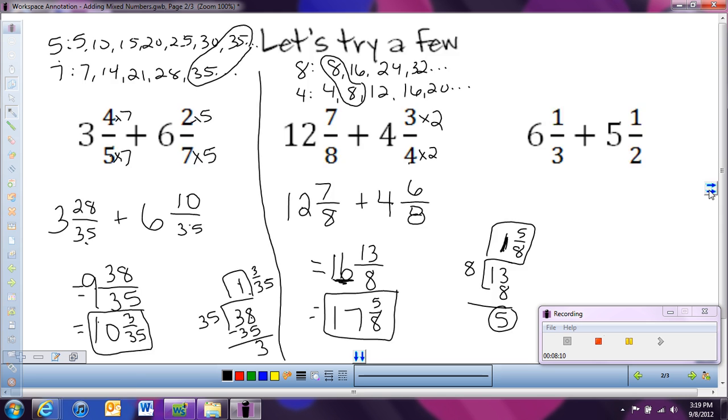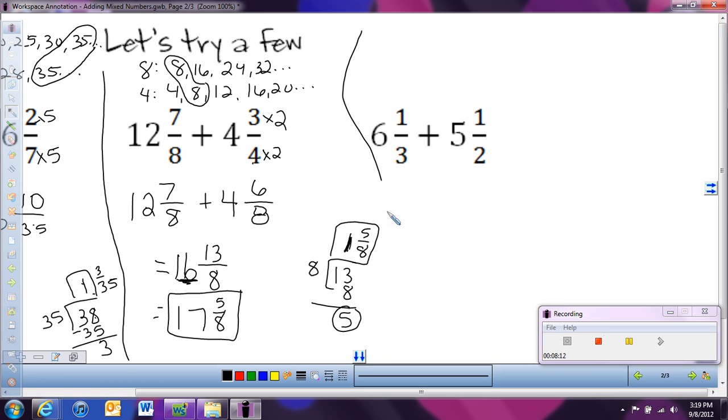We're going to try one more problem here, see if we can get it. And we have 6 1/3 plus 5 1/2. Again, step 1, whenever we're adding fractions, is to find common denominators. So I'm going to rewrite my fractions down here, so I'm ready to add, and then our common denominator.